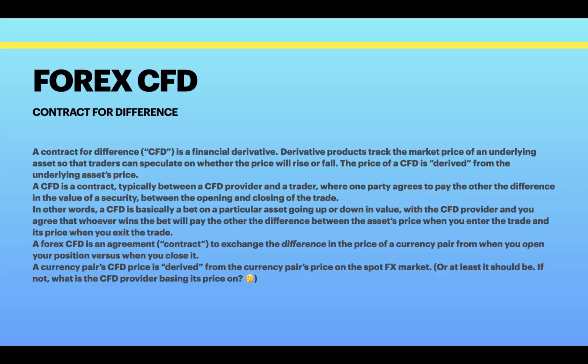Forex CFD is an agreement or a contract to exchange the difference in the price of a currency pair from when you open your position versus when you close it. So it's, again, guys, it's counting pips basically, right? It's just a different way to trade a security. A currency pair CFD price is derived from the currency pair's price on the spot FX market, or at least it should be. If not, then what is the CFD provider basing its price on? You got to watch out for these brokers sometimes.